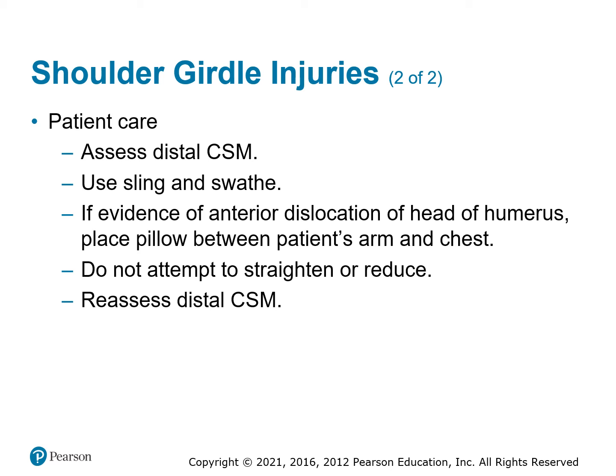If there's evidence of an anterior dislocation of the head of the humerus, so if you see that humeral head kind of poking out on the front part of the shoulder, place a pillow between the patient's arm and their chest. With shoulder injuries, do not attempt to straighten or reduce them. It is very complicated to get shoulders back in place usually. So you want to secure them in place, get them to the hospital so that they can properly be sedated and then have it put back into place. Once you get all of this done, again, make sure you're checking that CSM, PMS, and make sure that everything is okay. If you have to, you may need to make some adjustments.